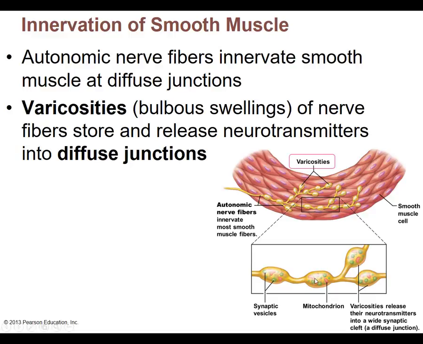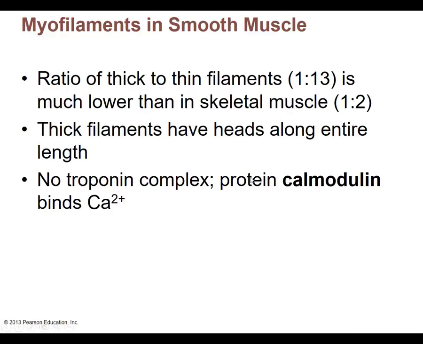Also, a different ratio of thick to thin filaments. This is your myosin to actin. We have way more actin to myosin in a smooth muscle. In your skeletal muscle, you had 2 actins to 1 myosin, and then it crept along. In this, we have way more actin compared to myosin. These thick filaments have heads along their entire length. Instead of having them around just a few places, they have them everywhere. There is no troponin, and they have instead a protein called calmodulin that binds the calcium. Because in skeletal muscle, troponin bound it and moved the tropomyosin. Instead, in smooth muscle, this calmodulin binds the calcium.